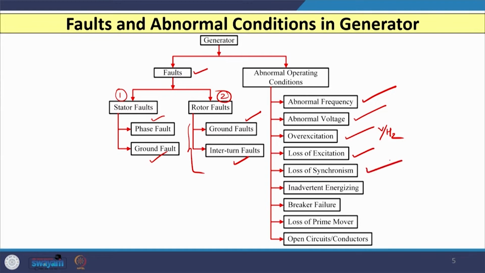Loss of synchronism is also there. This is known as pole slipping protection. So, when a group of generators are working, then the angle between the stator and rotor needs to be detected, and for that this type of protection is required. Inadvertent energizing, breaker failure, loss of prime mover and open circuit or open conductors are several other abnormal operating conditions which are going to occur in a large generator and which need to be detected.